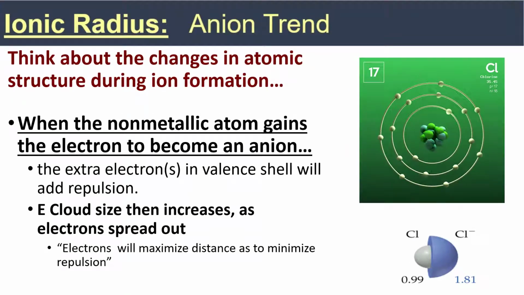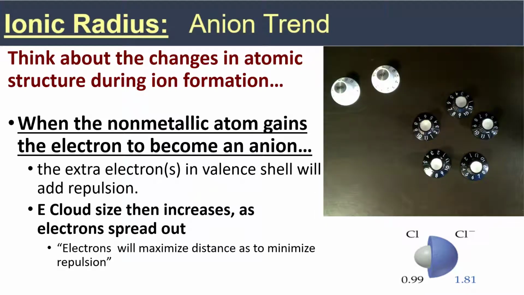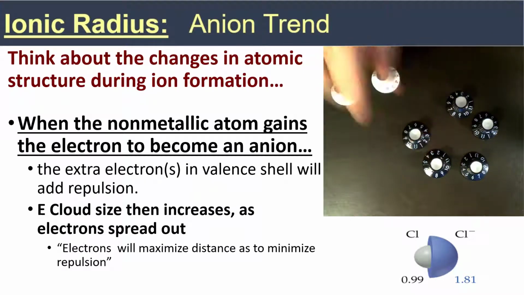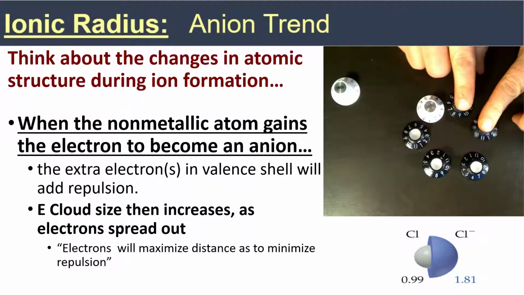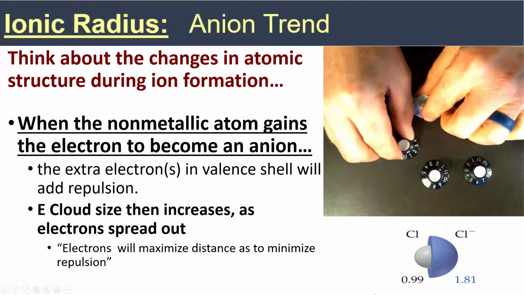We are going to find the same principles apply when you are gaining electrons. So when the atom gains that electron, that extra electron in the valence shell is going to add repulsion. Let's take a look at our witch hats that we have here once again for the example. So here I have 5 electrons that I'm looking at, and obviously if we are going to add an electron, it's going to now enter the valence shell. Those electrons are going to be near one another, but they're going to want to maximize distance to minimize repulsion.